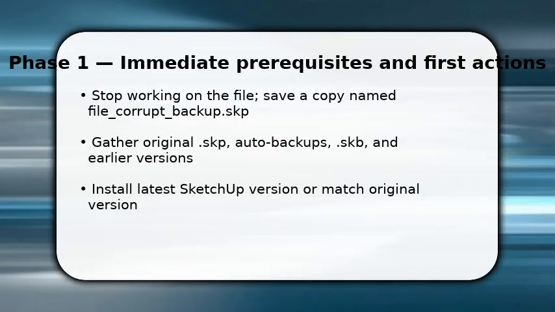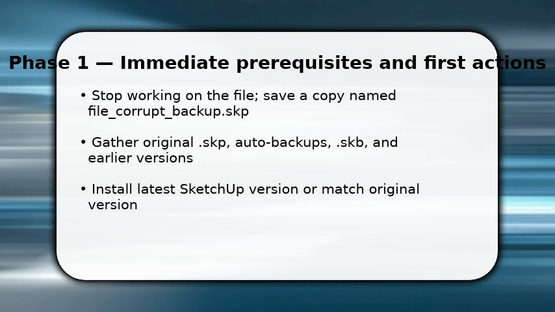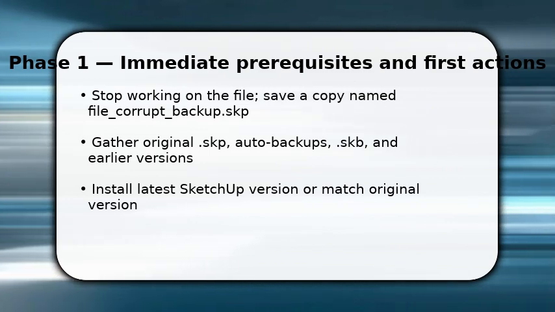You start by isolating the problem. Make a duplicate named File Corrupt Backup.skp, and never overwrite the original. Next, collect related files, auto backups, any .skb, and previous versions because they often contain intact geometry.